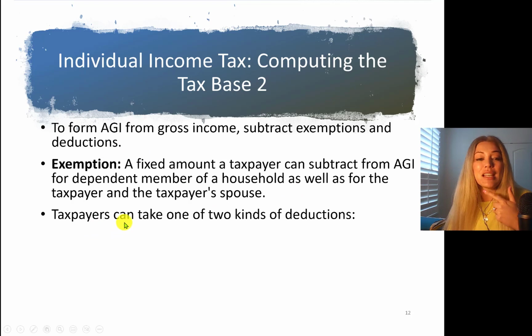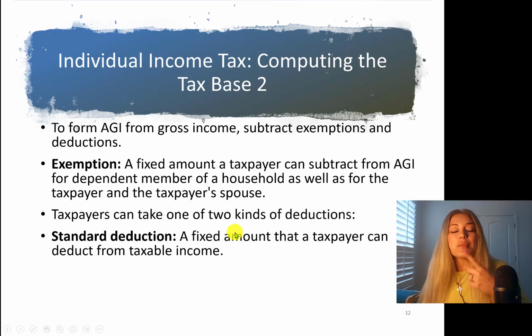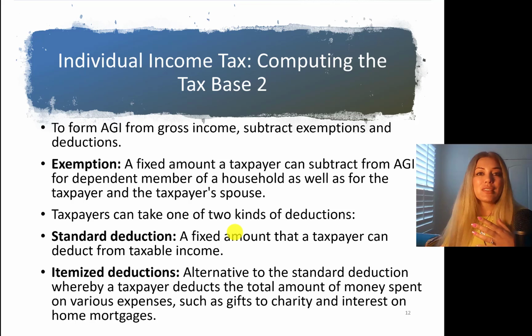Taxpayers can take one of two kinds of deductions. There's the standard deduction, a fixed amount that a taxpayer can deduct from taxable income depending on the status, or there's the itemized deduction. When I say depending on status, this is basically, are you filing as a single, married filing jointly, or are you a head of household, or married but filing separately. Itemized deductions, so this is different. You do either standard or itemized.